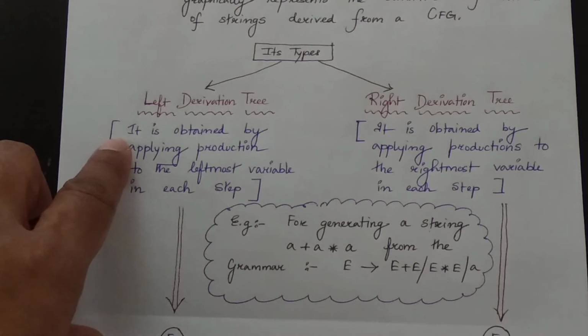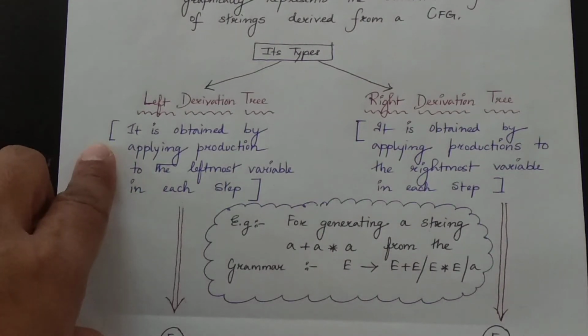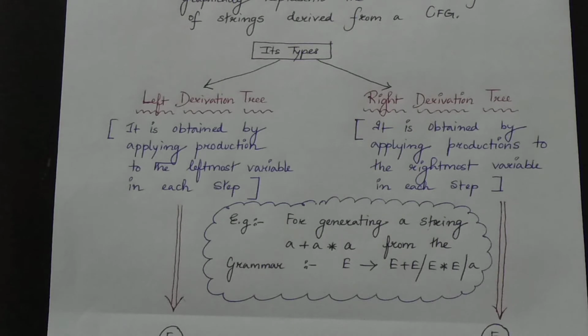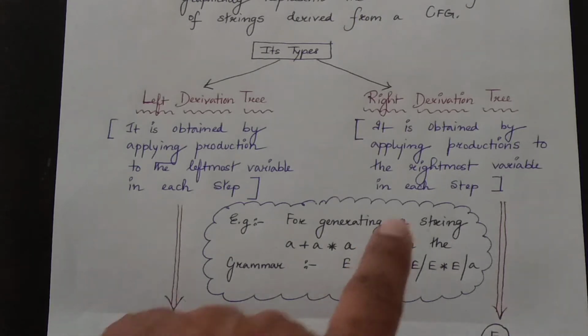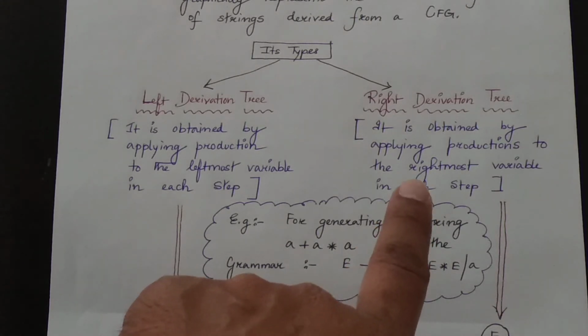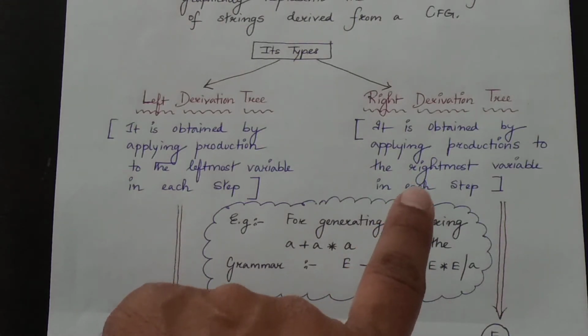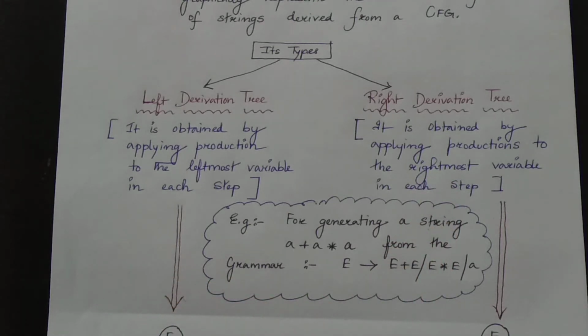The definition is that it is obtained by applying production to the leftmost variable in each step, which we have just understood in the leftmost derivation technique. And the right derivation technique, the right derivation tree, is nothing but one obtained by applying productions to the rightmost variable in each step. So this is the definition.